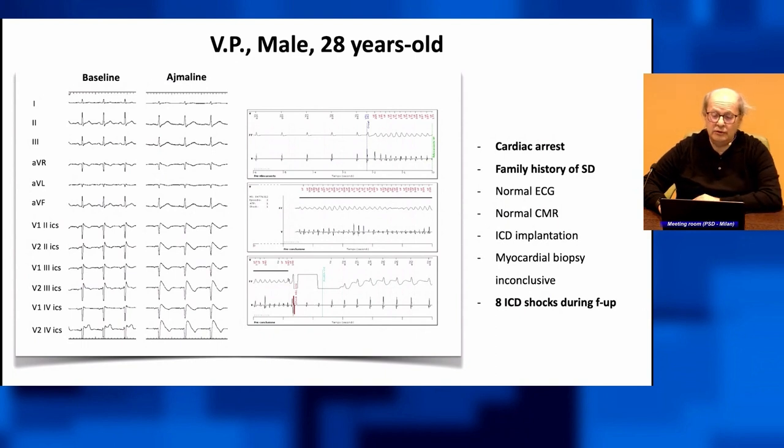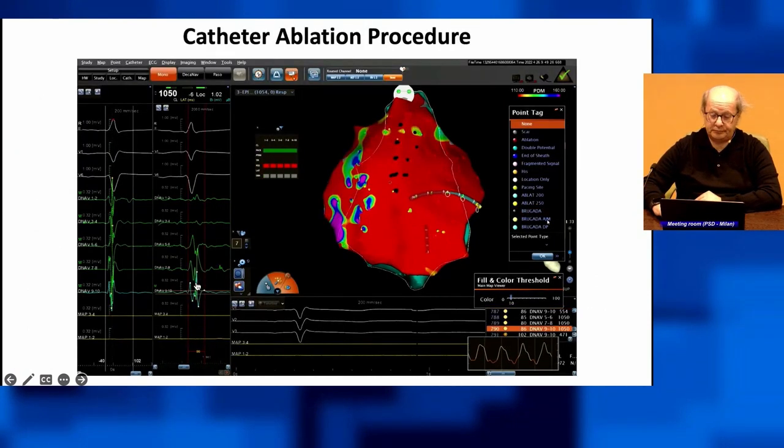But let me go to an example to show how we approach this type of patient. This is a patient with many episodes of ventricular fibrillation and a family history of sudden death. At baseline, this patient has a pretty normal EKG, just suspected Brugada. And this is an example of ventricular fibrillation documented at the ICD. And this is the EKG aspect after ajmaline.